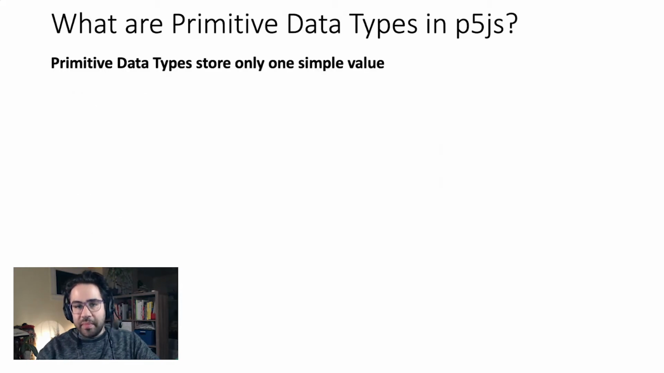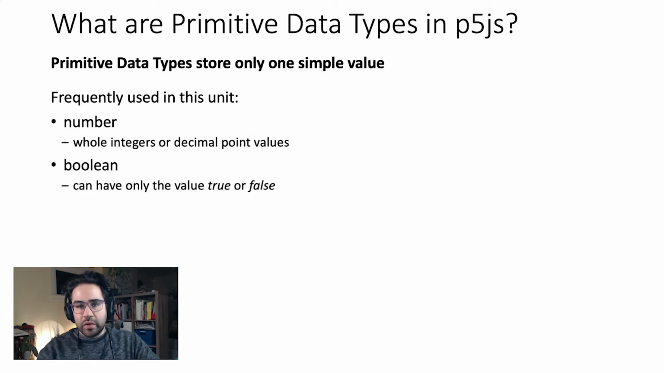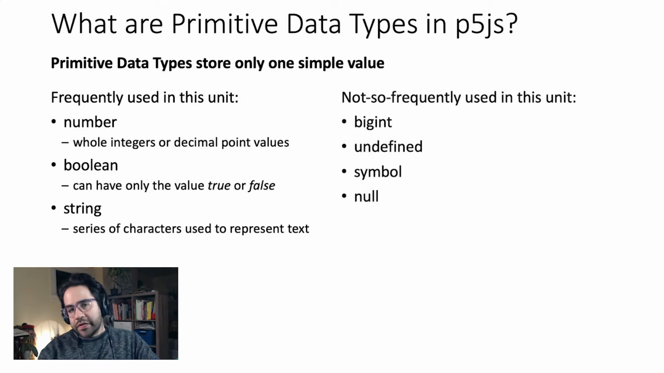Variables that store primitive data types hold just one simple value. Some frequently used primitive data types that you'll come across in this unit include numbers, which store whole integers or decimal point values, like the ones in our example, or booleans, which can contain only the value true or false, or strings, which store one or more characters together to represent text. There are other data types in JavaScript that you probably won't come across in this unit, so we won't cover those right now.